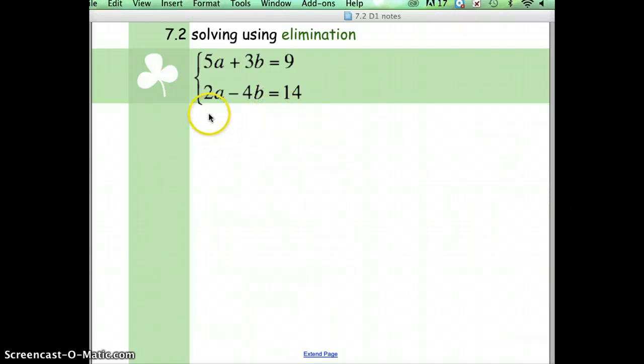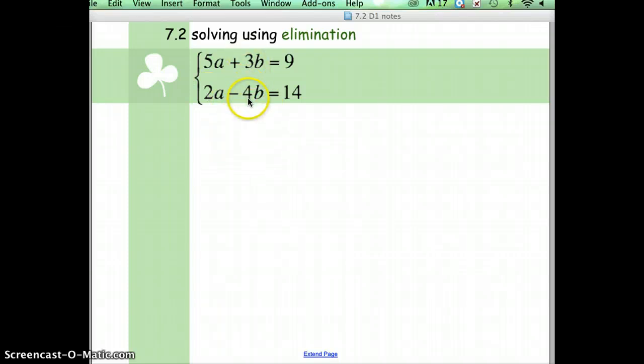But when you set up elimination, you want them stacked on top of one another. You want the A's on top of one another, the B's on top of one another. And what you want to do is multiply either the top equation by a number or the bottom equation by a number or both so that you get these coefficients to be opposites. So we would want to multiply one or both of these equations to make these coefficients opposites, like a positive 10 and a negative 10.